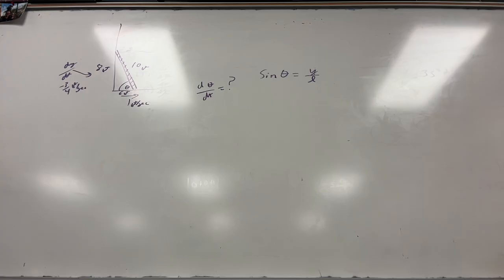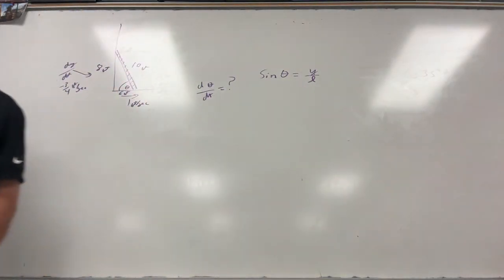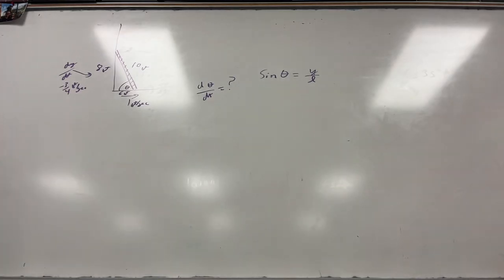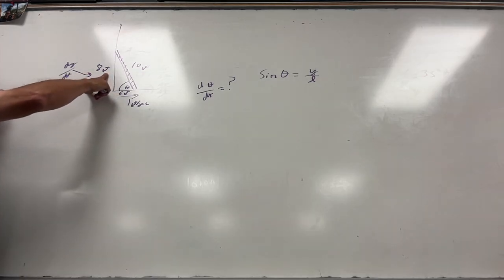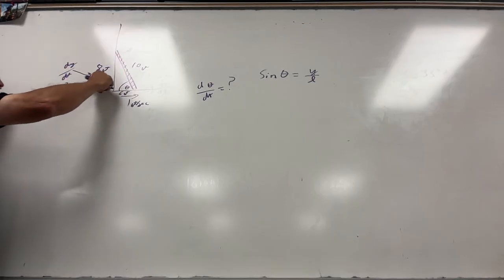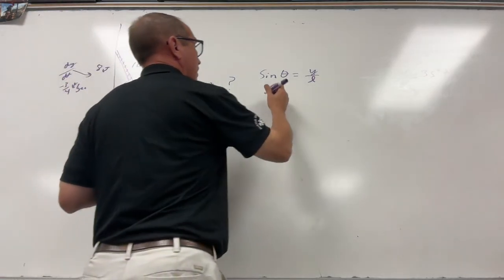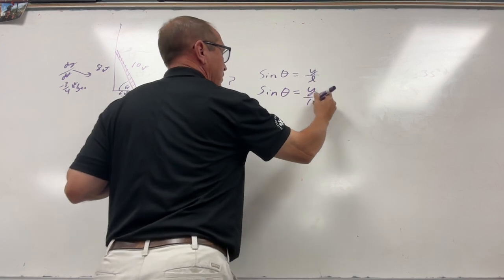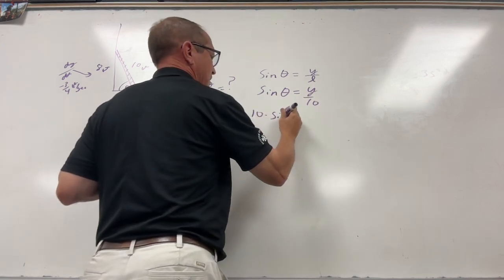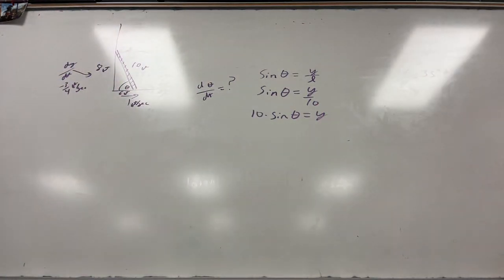Now, because this is a constant, I can automatically plug it in at the beginning of the problem. I can't plug in this 8 at the beginning of the problem because this is changing throughout the problem. This is not always 8, but the ladder is always 10. So I'm going to go ahead and make it 10. The sine of theta equals y over 10, or 10 times the sine of theta is going to equal y. And I'm going to pause right there and just make sure we're okay.